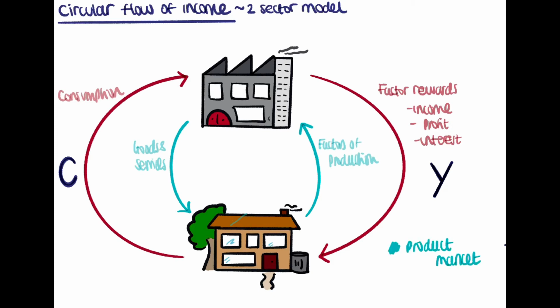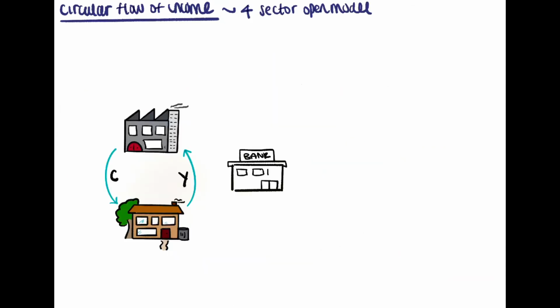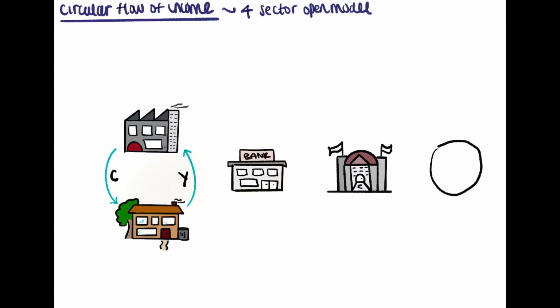Remember, the economy was closed, so anyone who receives income spends it. That's why we can say that Y is equal to C. Now let's take a look at the four-sector model, which assumes the economy is open to international trade.